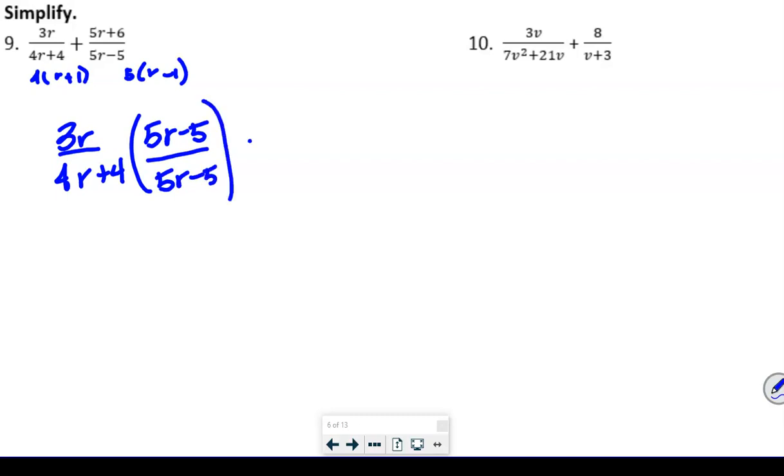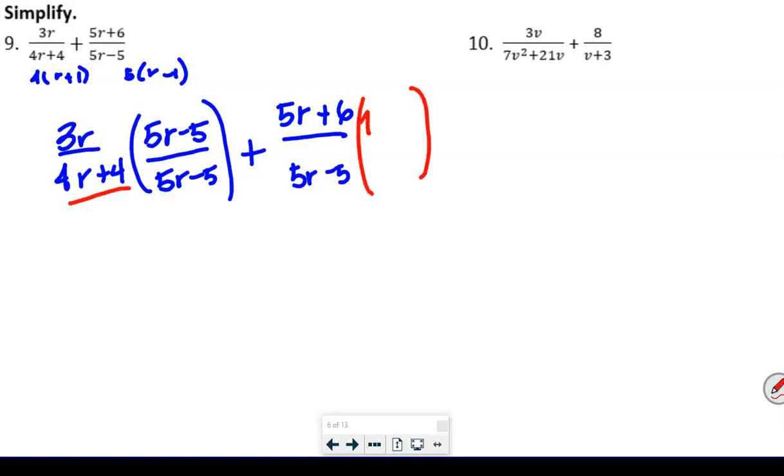Okay. Then I'm going to add to that my 5r plus 6 over 5r minus 5. And I'm going to multiply it by the denominator of the other one, okay? So this one over here. So we're going to do 4r plus 4 over 4r plus 4. Now listen, once we have a common denominator, look right here. We have a common denominator.